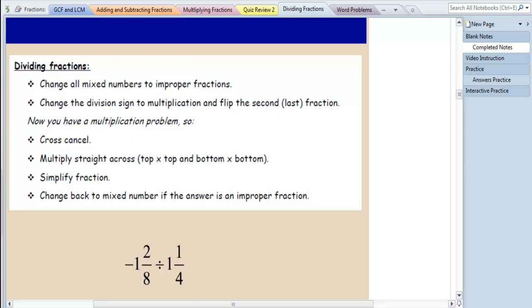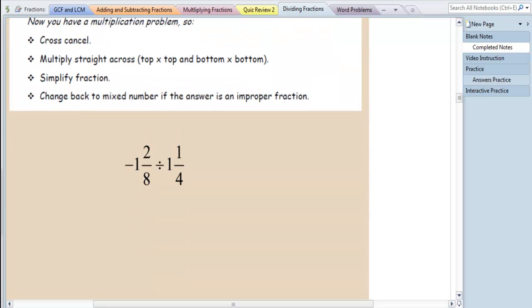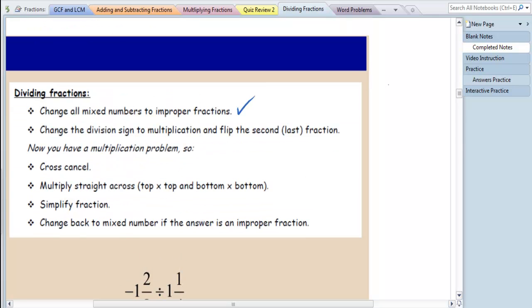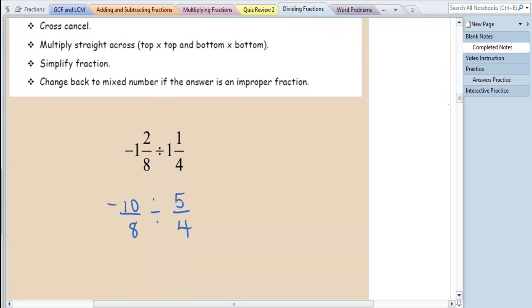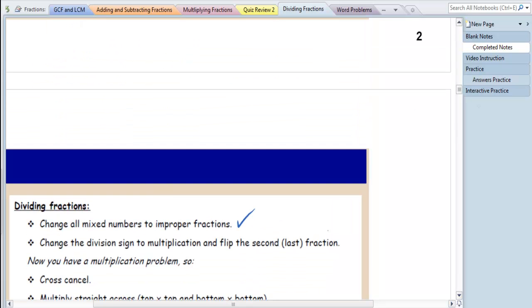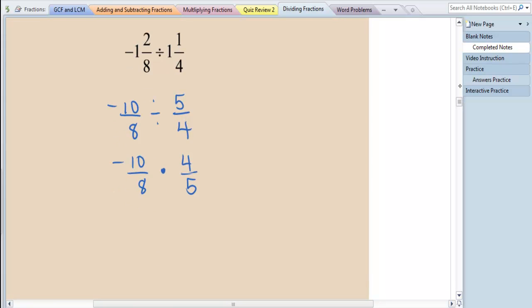Now we have negative 1 and 2/8 divided by 1 and 1/4. So the very first thing we're told to do is to change all mixed numbers to improper fractions. So let's do that. 8 times 1 is 8 plus 2 is 10, so that's negative 10/8 divided by 4 times 1 is 4 plus 1 is 5, so 5/4. So the next thing we're going to do, so we did our first step, is to change the division sign to multiplication and flip the fraction following the division. So now I'm going to keep, change, reciprocal. So I did the second step, which turns this problem into a multiplication problem.